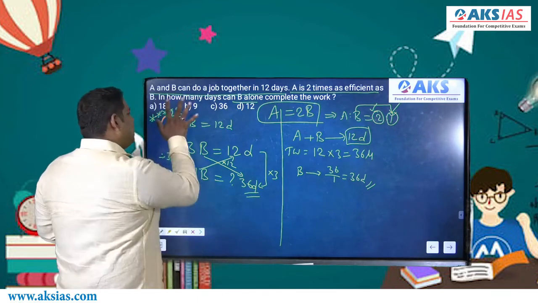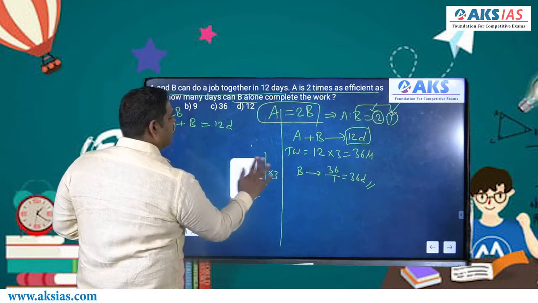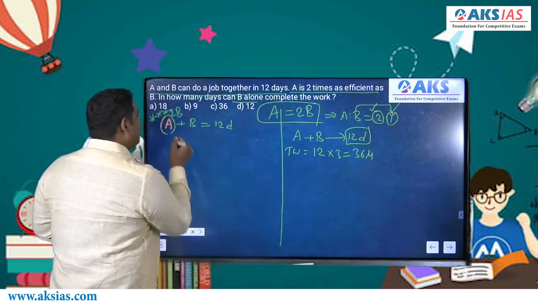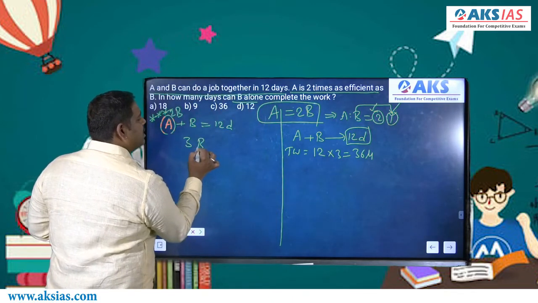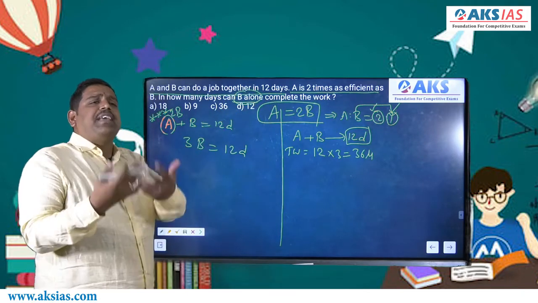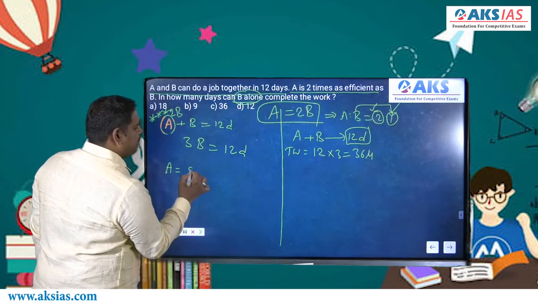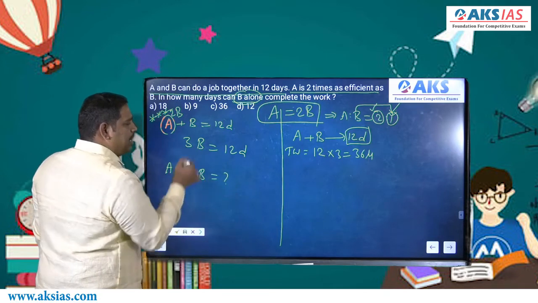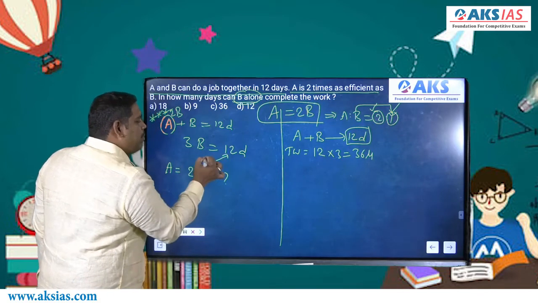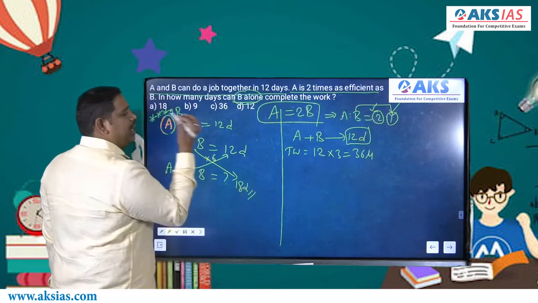Suppose in this question he is asking in how many days A can complete the work. A is 2B, so 2B plus B, 3 B's complete it in 12 days. A alone means we know that A is equal to 2 B's. Number of persons and number of days are in inverse proportion, so I can go with the cross relation. 2 becoming 12 means into 6. So 3 also into 6, that is 18 days. So 18 days is the answer.